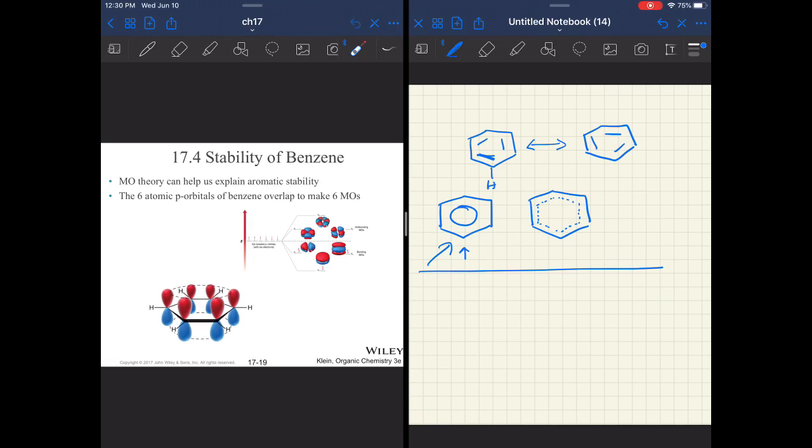When we look at the pi bonds in a benzene ring, right, you have 6 p orbitals that all can overlap. They're all close enough to overlap. So you get this overlapping ring of electrons where all of the electrons can spread out. If you can spread electrons out, that's going to add stability.